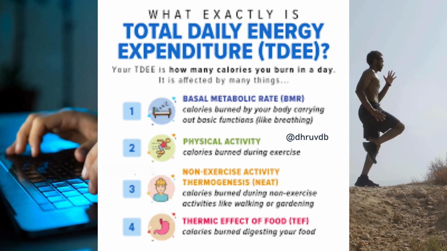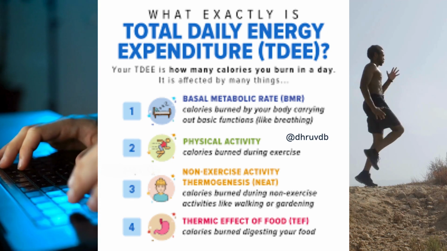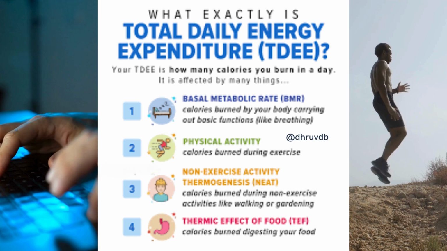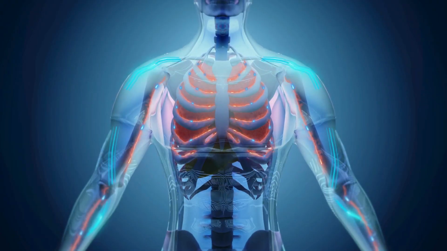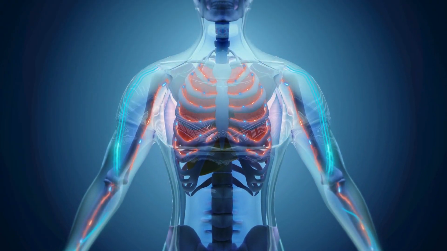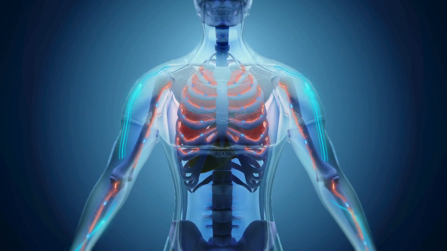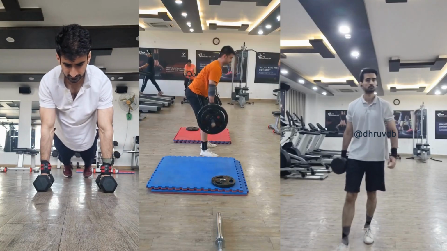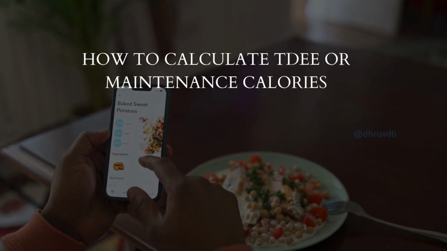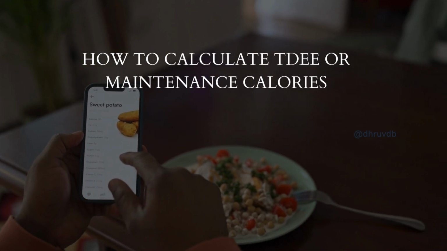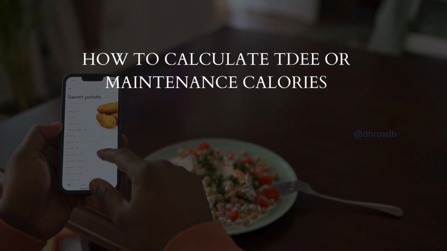Total daily energy expenditure, or TDEE, is the number of calories your body burns daily. It includes the energy used for basic bodily functions like breathing and digestion, as well as physical activity. To calculate your TDEE or maintenance calories, multiply your body weight with a number between 10 to 13.